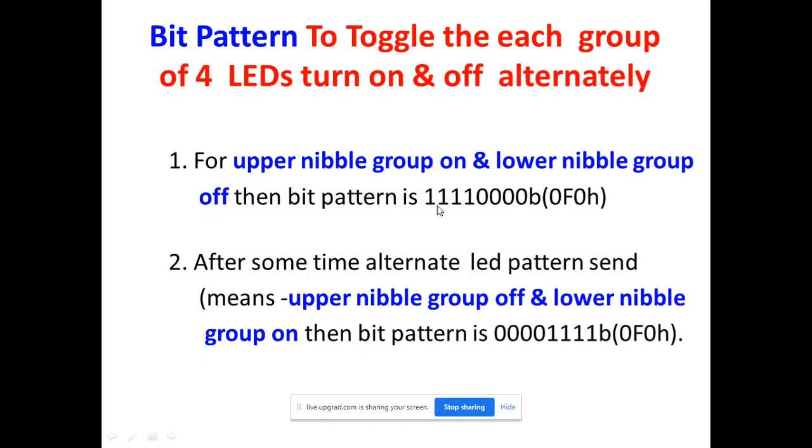Okay, you are just toggling in groups of 4, meaning 4 LEDs on, 4 LEDs off. The second time we are alternating that pattern, so the upper nibble is off and the lower nibble is on. According to that, the bit pattern here becomes 0F, and here your number is F0, but we can't directly place F0 here, that's why we are writing a 0.